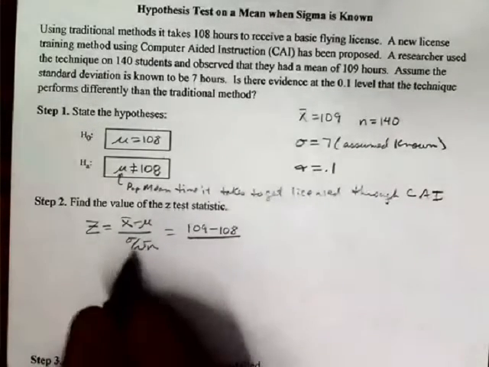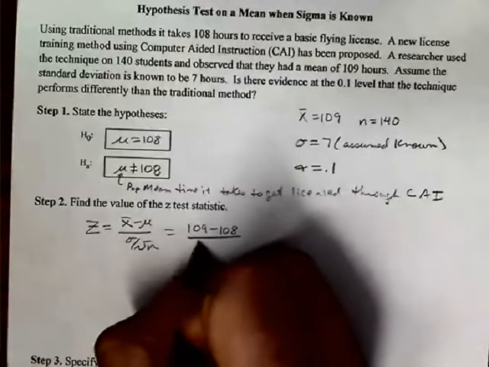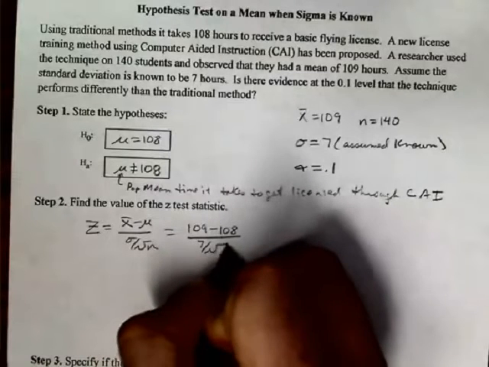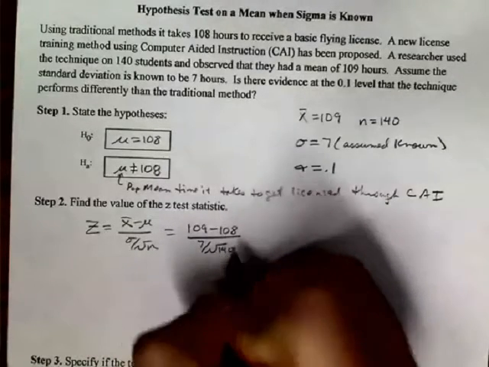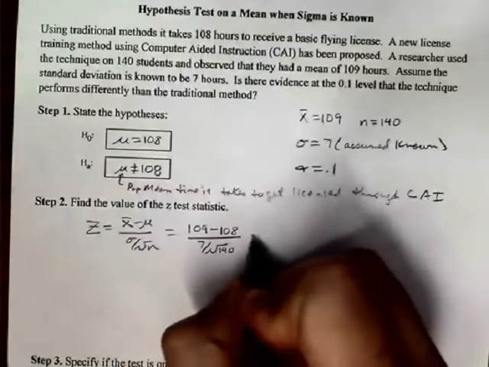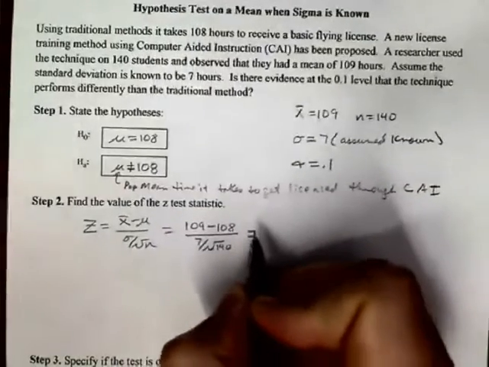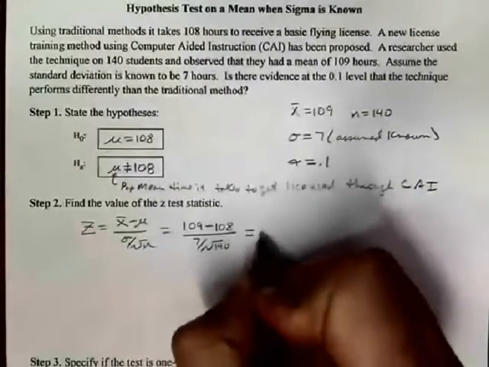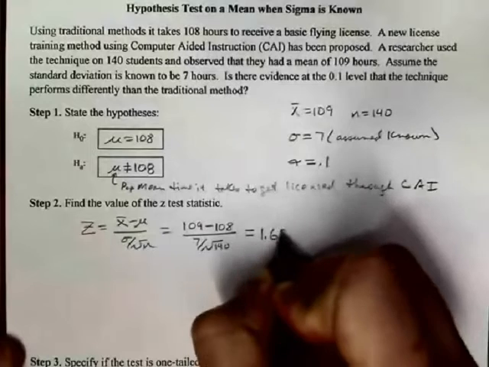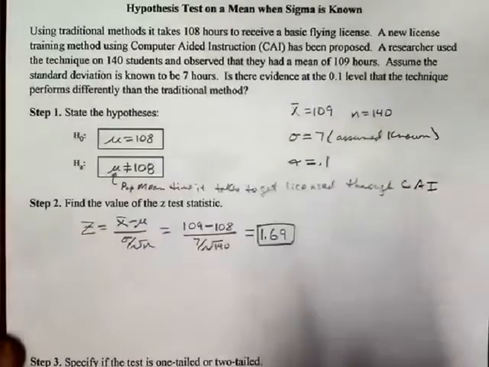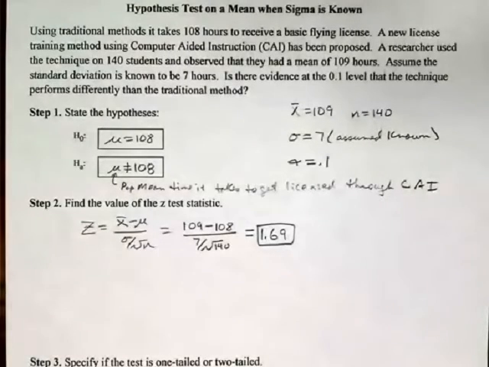And then I divide by sigma over root n. So I've got 7 over the square root of 140. And so you can do that computation, and it turns out you get 1.69. So this is the test statistic from this data in light of what the hypothesis is.